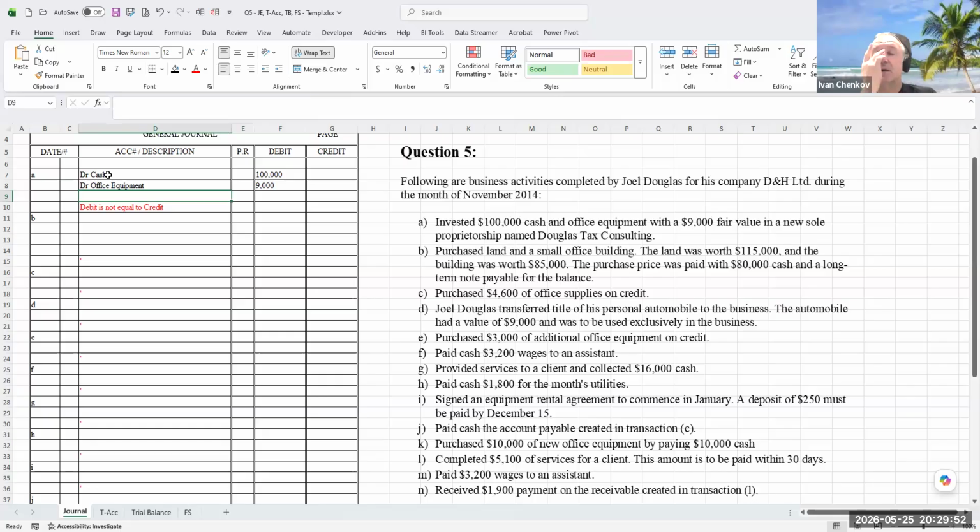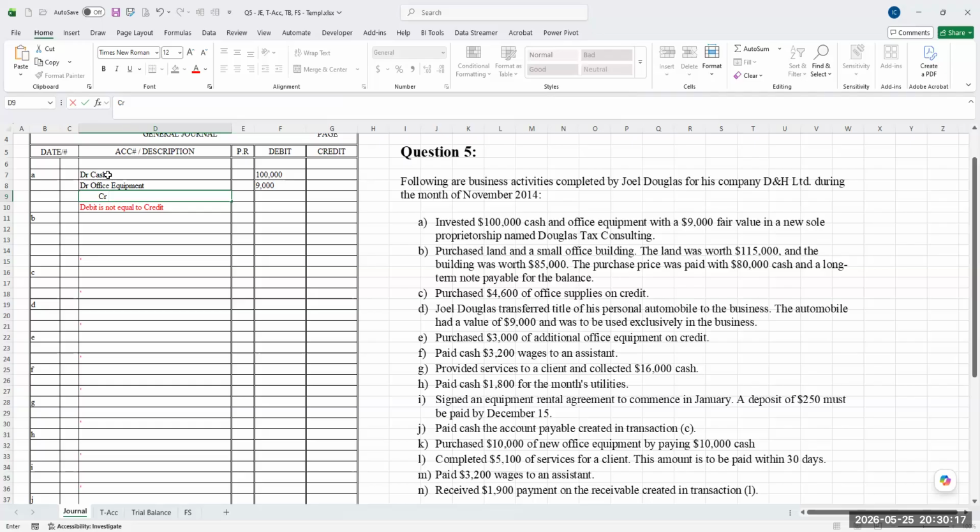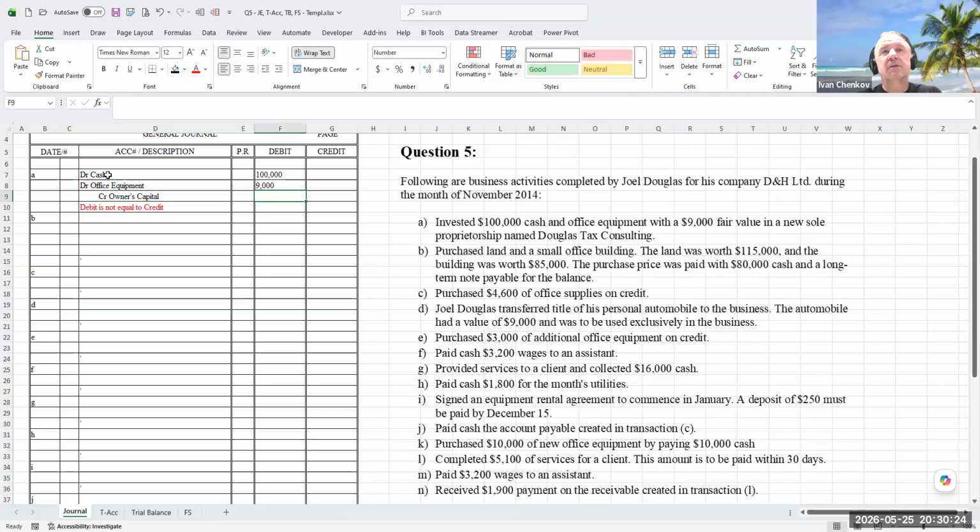Total of $109,000. Which account are we going to credit now? We have two debits, now we have to credit something. Any suggestion for credit? Owner's capital. With how much? The whole amount, $109,000.